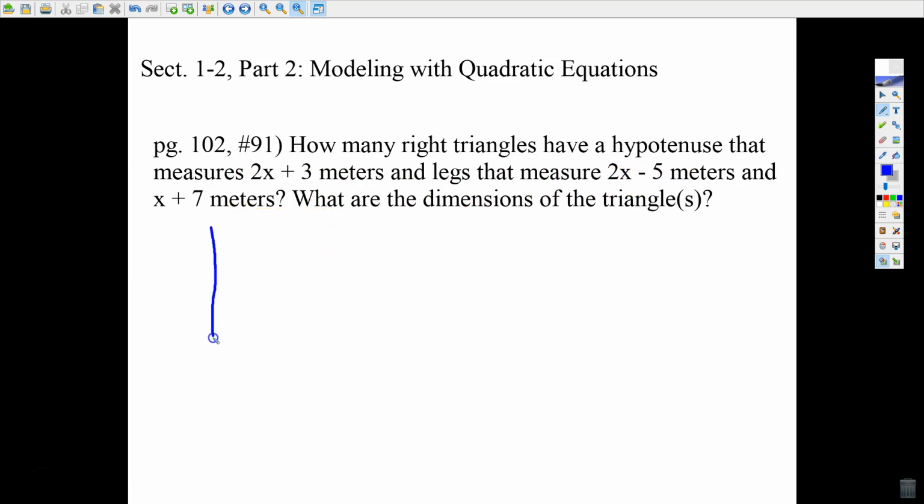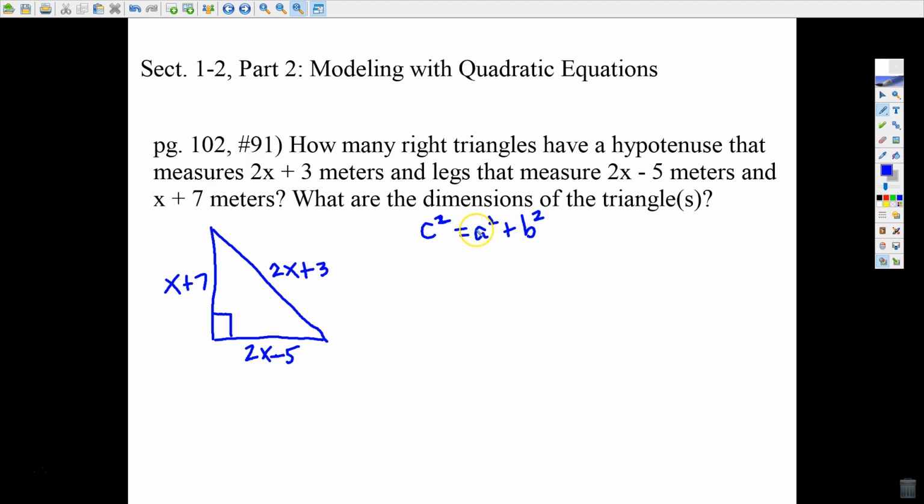So I guess a picture probably would help a little bit. So let me just draw a right triangle, and we're told that the hypotenuse is 2x plus 3. The hypotenuse is always across from the right angle. And then we have two legs. We'll just call this one 2x minus 5 and this one x plus 7. So the way that we solve for missing parts of a right triangle, the most common, most popular way, is by using the Pythagorean theorem.